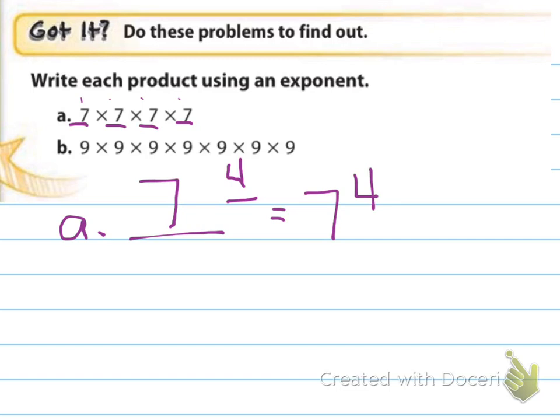because 7 times 4 is 28. 7 times 7 is 49, times 7 times 7 is even more. So this is not the same as 28. 7 to the 4th power.